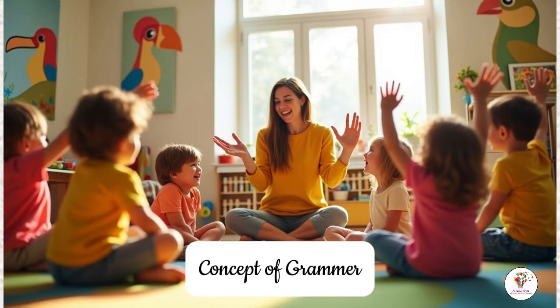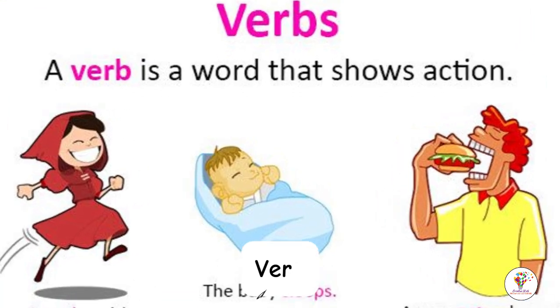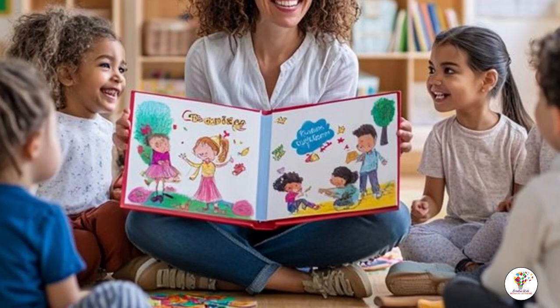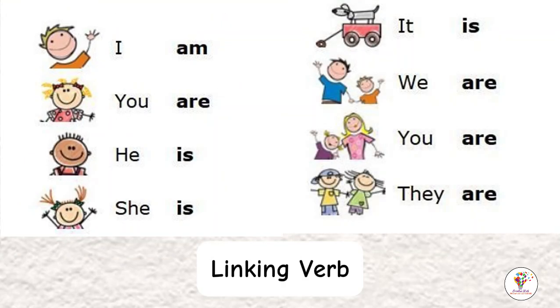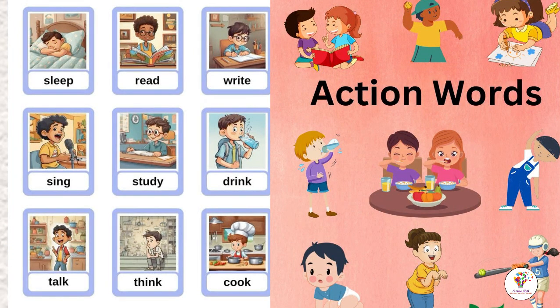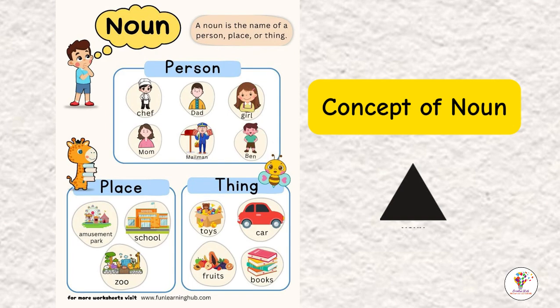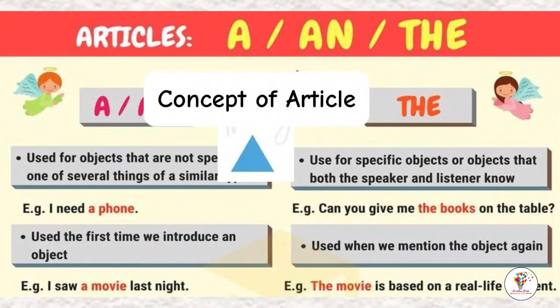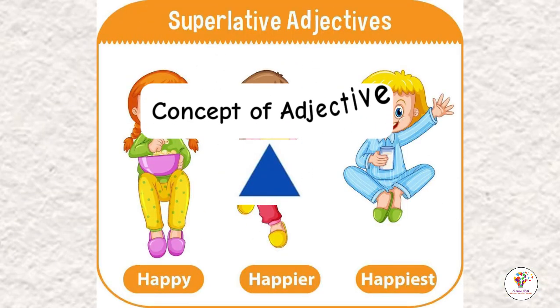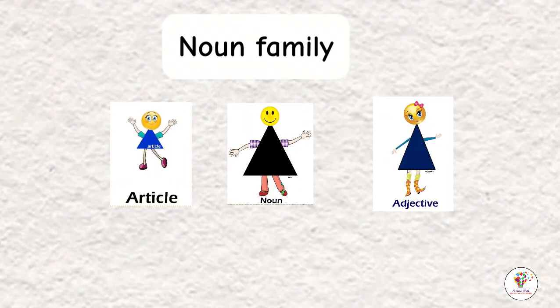Here we are together with the concept of grammar, and here we are with the verb, and we will also tell our little kids about the linking verb. So here for introducing, we are going to extend the concept of verb. Please make sure that at this stage your child's concepts about noun, article, and adjective are clear, as well as verb, because it is the noun family, and this noun family is presented with specific symbols.